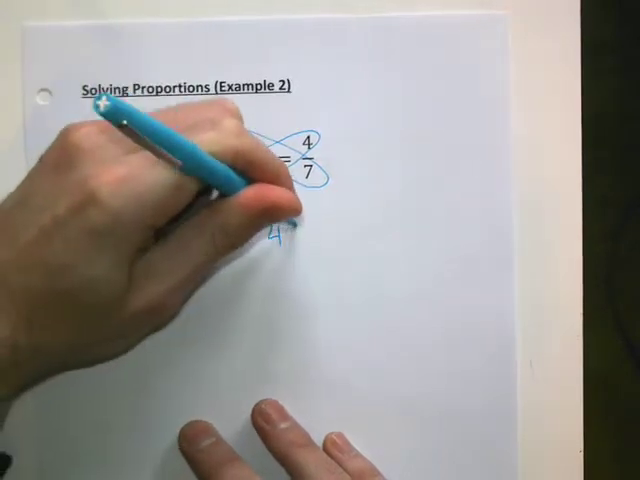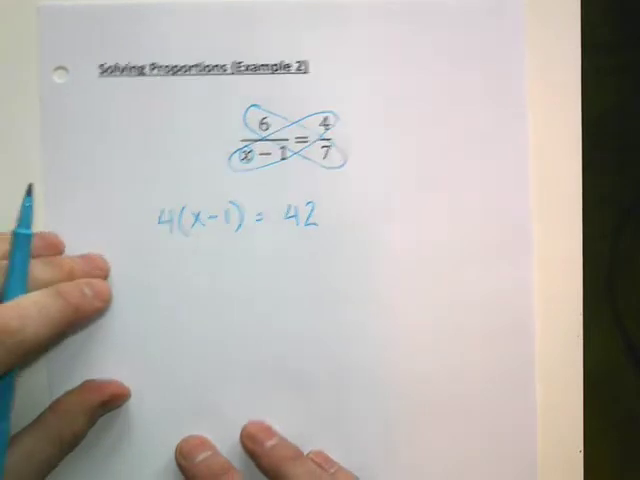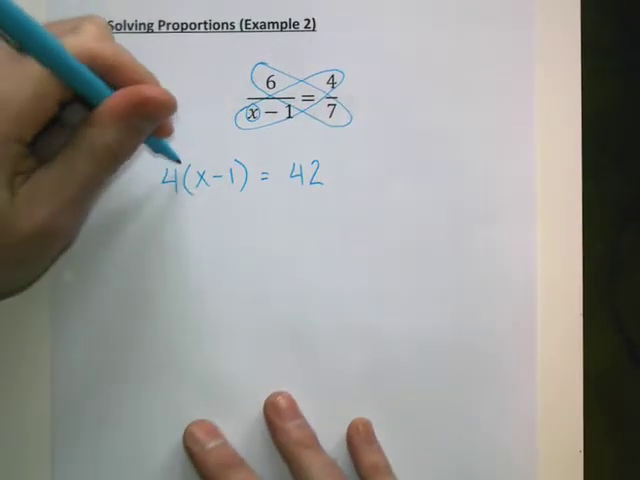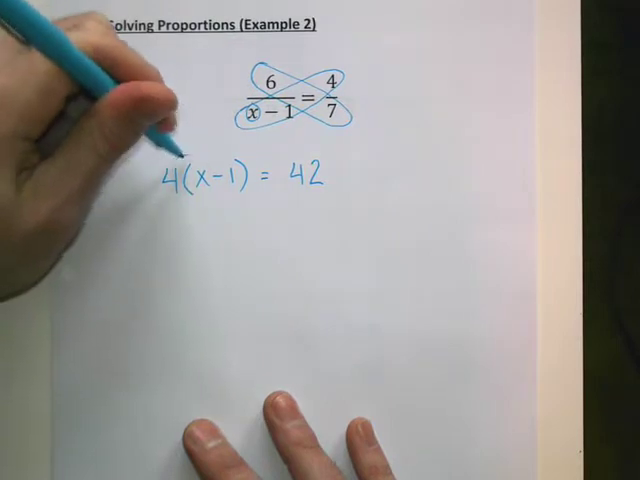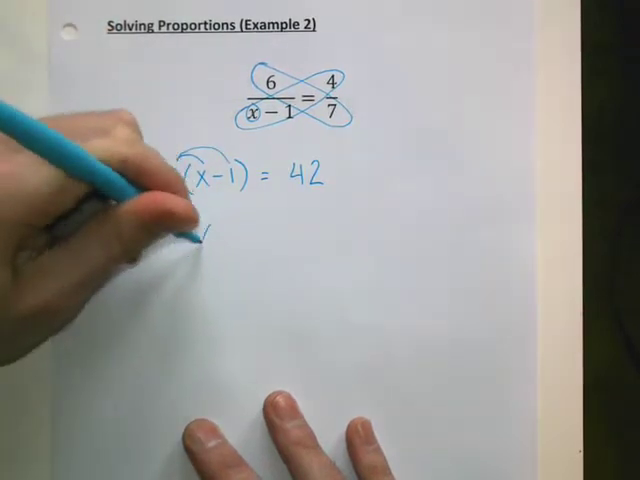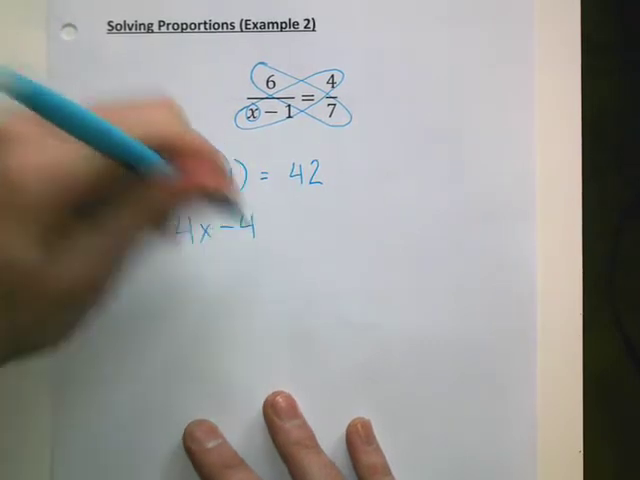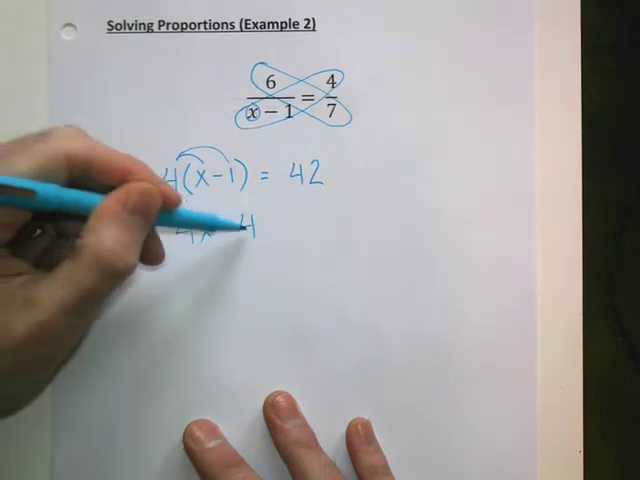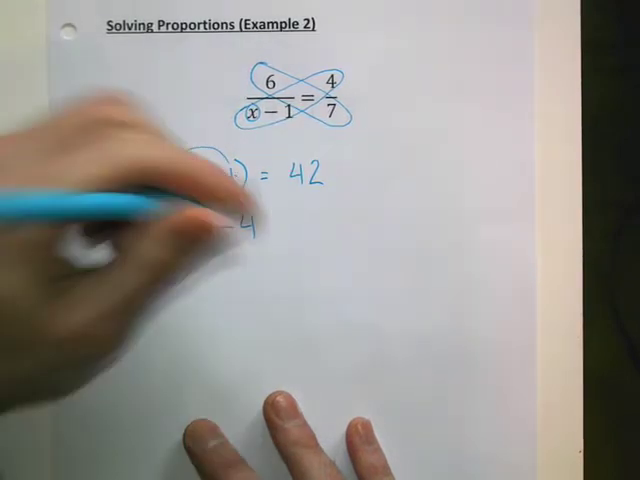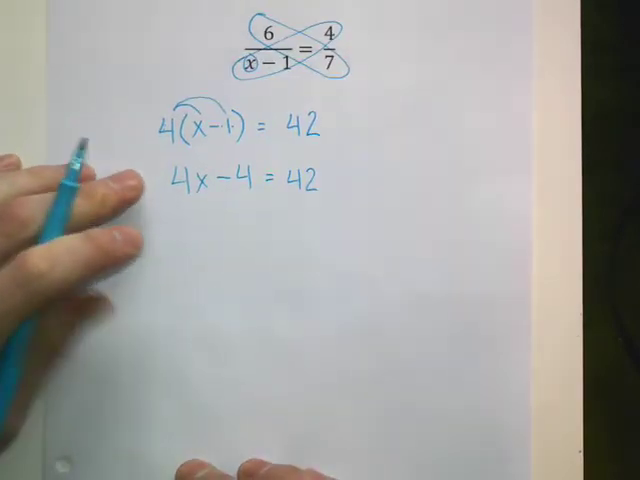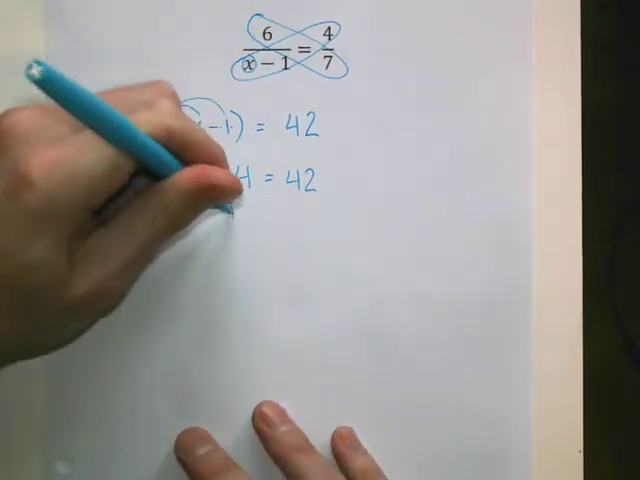is 42. Okay, so this one's going to require a little bit more work. Hopefully you're looking at this and you're just remembering that you can distribute this. So this is going to be 4x minus 4. Don't forget to go to that second number. A lot of times people just like to put minus 1. Don't forget to multiply those two. Is equal to 42. And now we're just a couple steps away from finding our value for x.